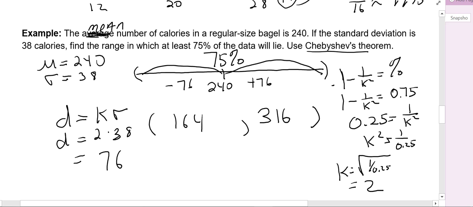So I did my math, and I got the interval is, I'm going to write this a little bit better here, 164 to 316. That is the number of calories in a regular sized bagel. That is telling me 75% of all bagels will have between 164 and 316 calories. All right, at least 75%.